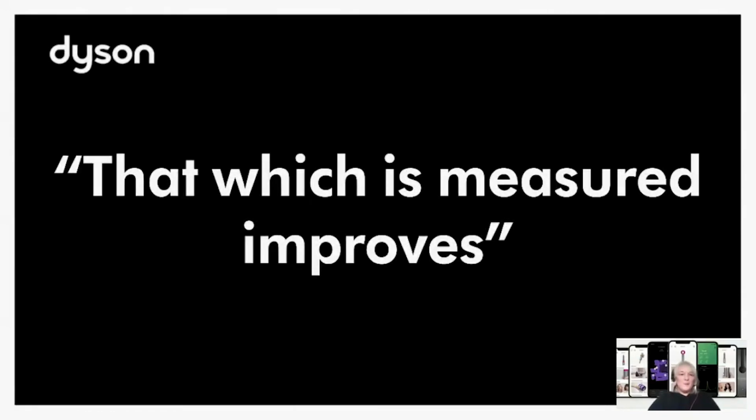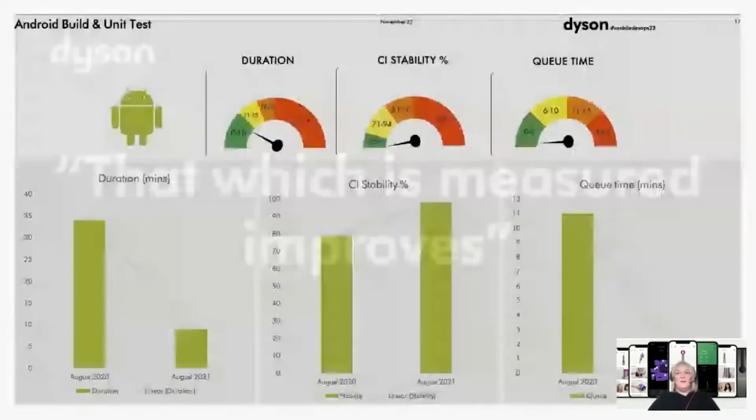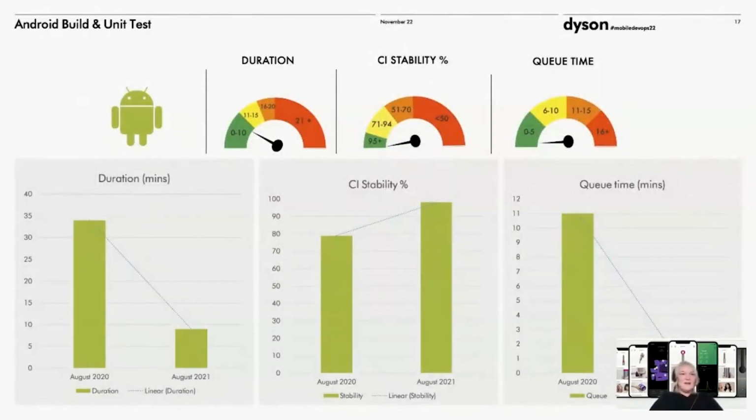So we started work, and as they say, that which is measured improves. So the big question is, did the KPIs work? What happened? Well, if we take a look here, so this is Android building unit test. It's a snapshot between August 20, before we started any work, and August 21, where we feel like we had kind of completed what we were going to do with Android.